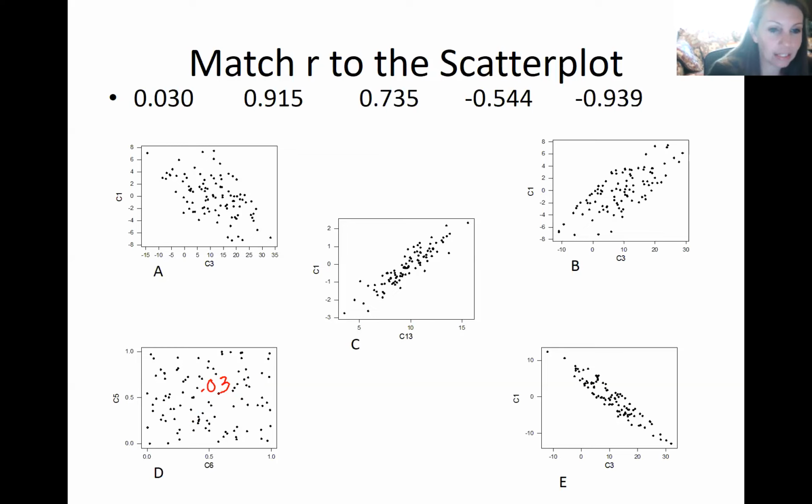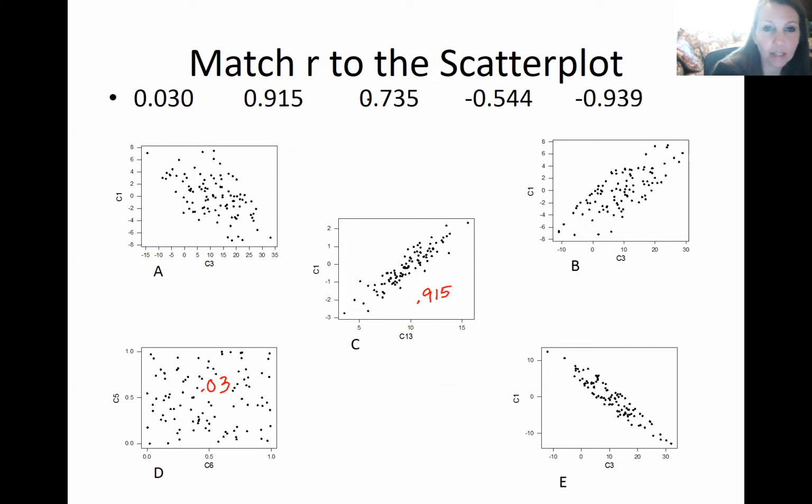So D is going to be that 0.03. Okay, next one, the 0.915. Which of the remaining graphs do you think goes with 0.915? Awesome, C, absolutely. 0.915 would indicate a pretty strong positive linear relationship between X and Y. And that's what we're seeing here with graph C.